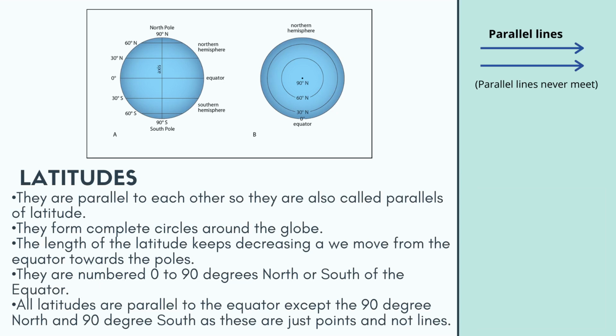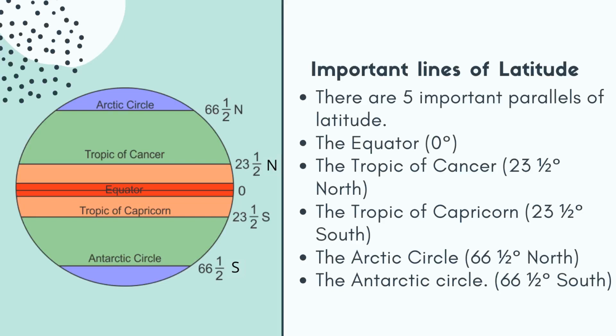The next point is that these latitudes are numbered from 0 to 90 degrees north or south of the equator. All latitudes are parallel to the equator except the 90-degree north and the 90-degree south. This is because these latitudes are simply points and not lines. As mentioned earlier, latitudes are also called parallels of latitude.